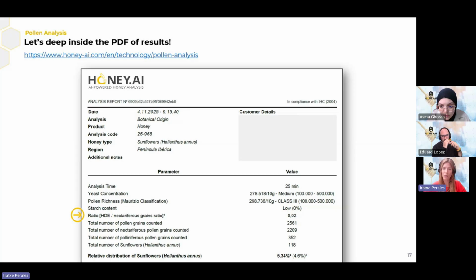Then also, during the pollen analysis, we can analyze the honeydew elements. So for honeydew honeys, this is very important. Based on literature, the ratio of honeydew elements divided by nectariferous gland elements should be above 3. So 3 times more honeydew elements than pollen grains, if you have a honeydew honey. But this is just literature.